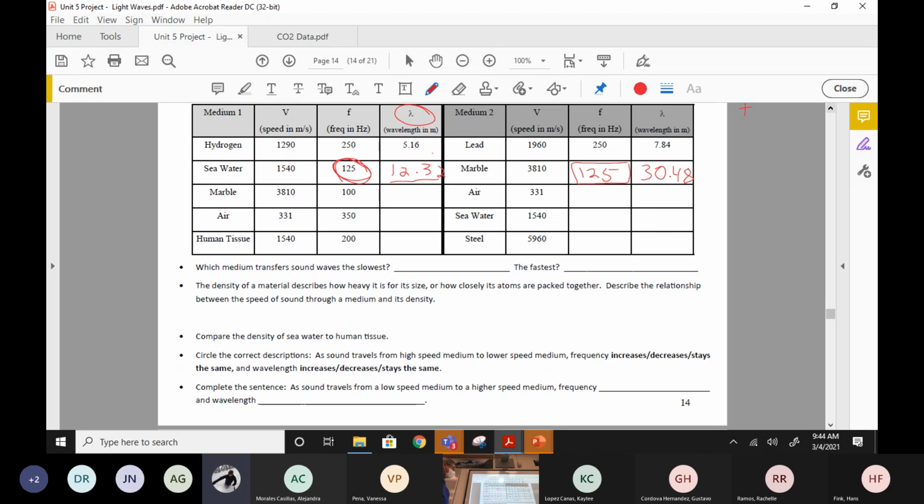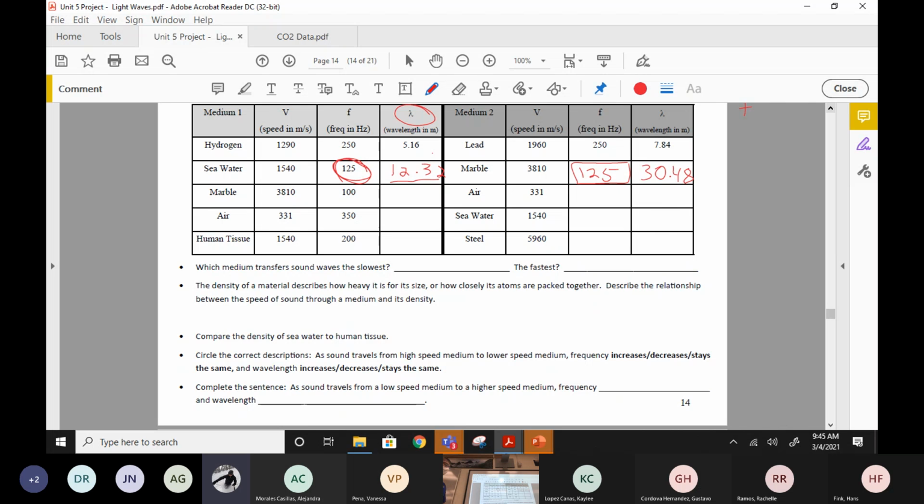And then the wavelength does what? Does it increase, decrease, or stay the same? So use as your example going from marble to air. High speed to low speed. 3,810, slowing down to 330, going from high speed to low speed. What did the frequency do? What did the wavelength do? Circle the correct answers.